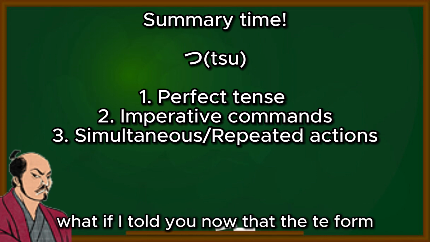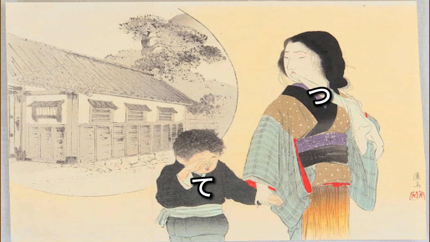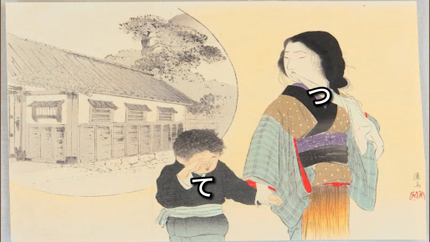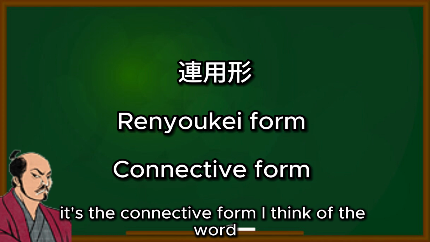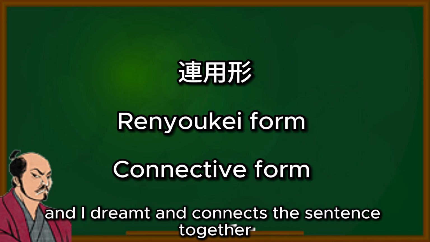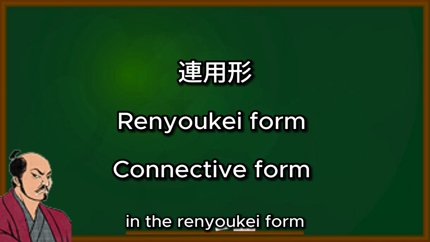What if I told you now that the te form is actually just a form of tsu? Te is just the ren-yo-kei form of tsu. A very quick reminder of what the ren-yo-kei form is: it's the connective form. Think of the word and in English. I went to bed and I dreamt. And connects the sentence together. Tsu began to take on this function in Japanese in the ren-yo-kei form.